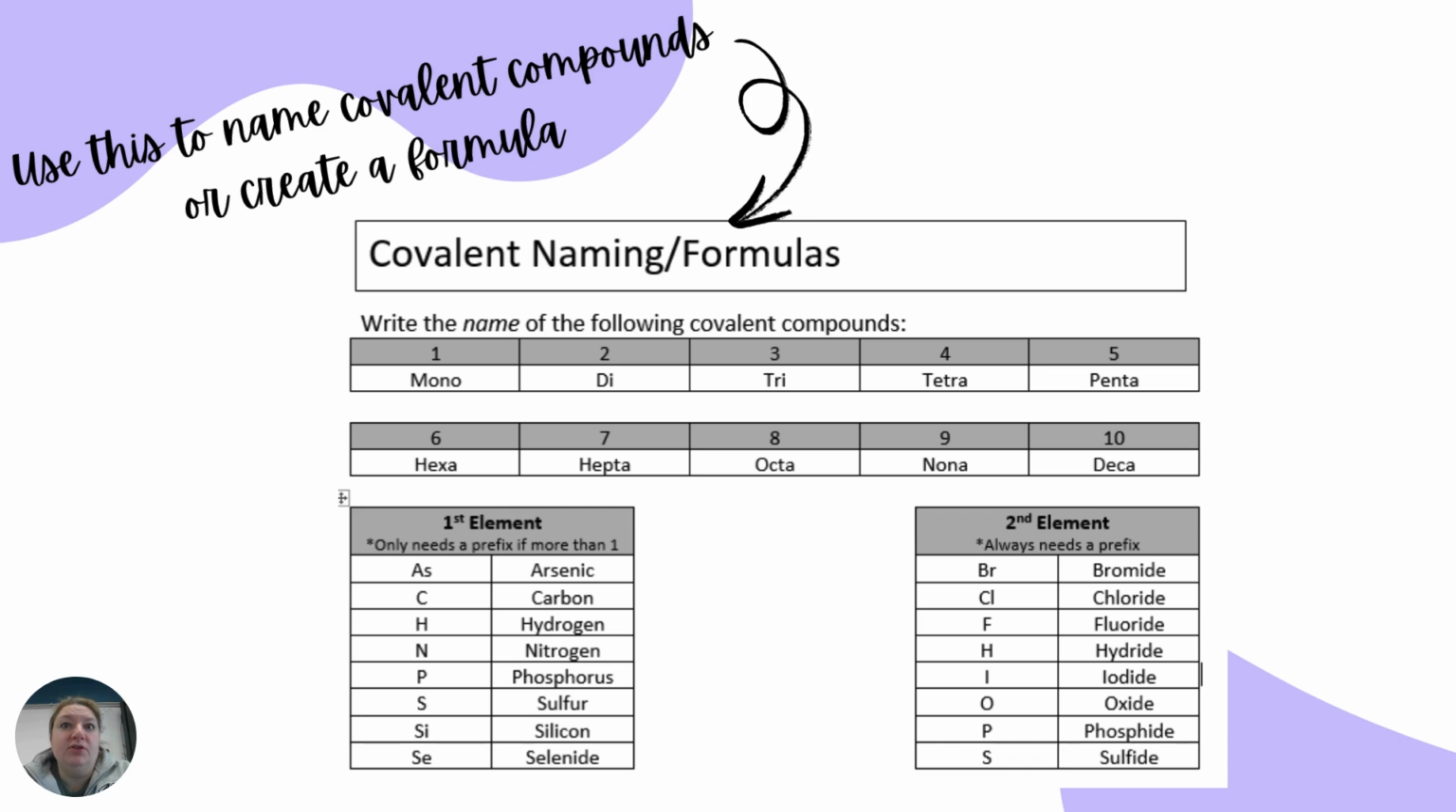Also notice the little star that's right underneath first element and second element. On the first element, we only need a prefix if it's more than 1. If it's 1, it's assumed to be 1. On the second element, we always need a prefix regardless of the numbers. Make sure that you pay attention to those as well.